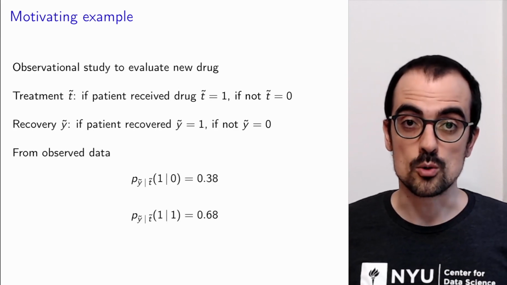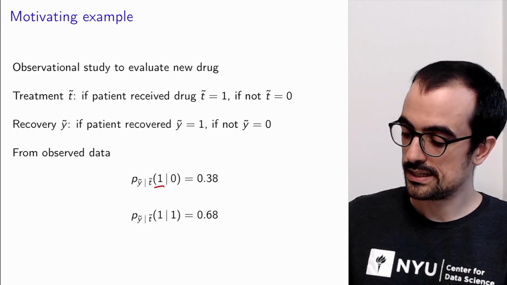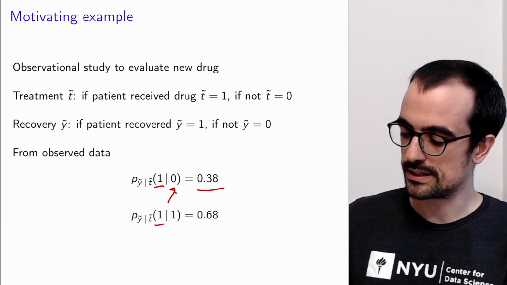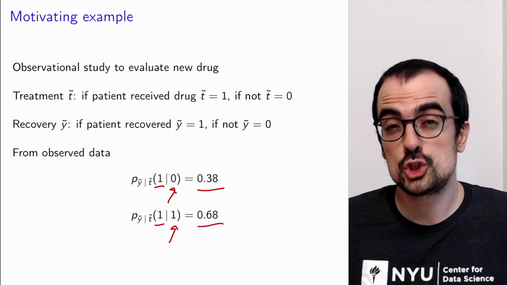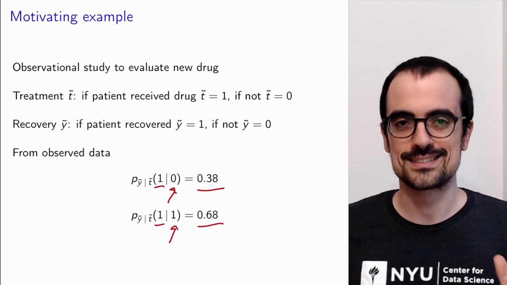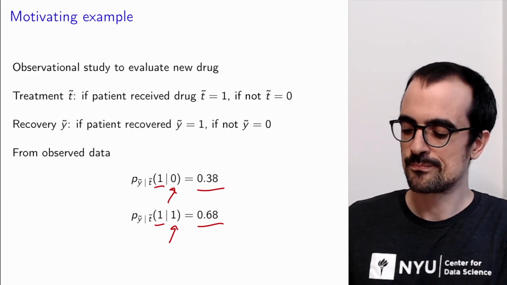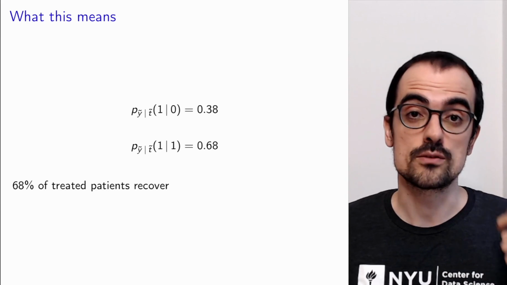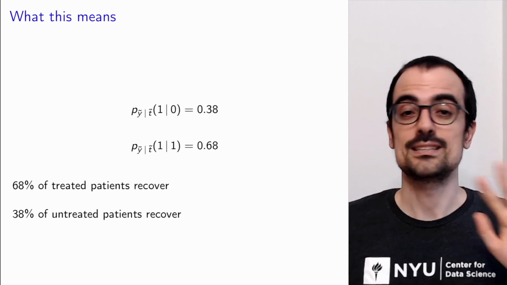We observe the following data. The probability that the patients recovered given that they did not receive treatment was 0.38. The probability that the patients recovered given that they did receive treatment is 0.68. So should we conclude that the drug is indeed effective? Well, not so fast. First, we have to ask ourselves what these conditional probabilities actually mean. What these probabilities do mean is that indeed 68% of the treated patients recovered and 38% of the untreated patients recovered. That is completely true.